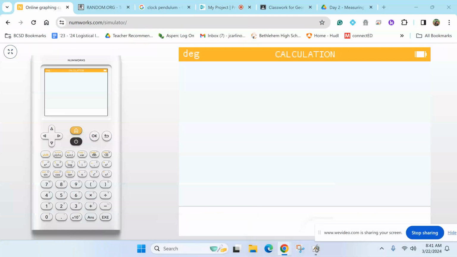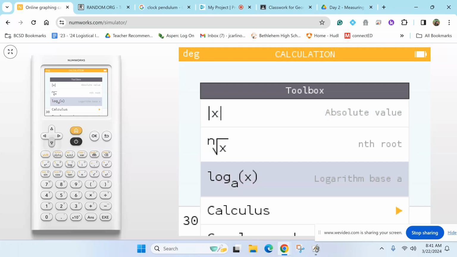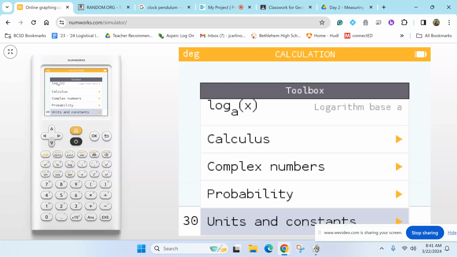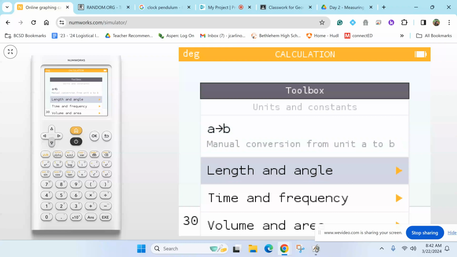Again, do not change your mode. Keep it in degree mode. First, I type in 30. Well, that's just the number 30, right? That's not 30 degrees. How do I tell the calculator I want 30 degrees and not the number 30? Everyone ready? This is a little bit of a process. Open up your toolbox. Keep scrolling down until you see units and constants. Open that up. Look at the second choice, length and angle. Open up length and angle.